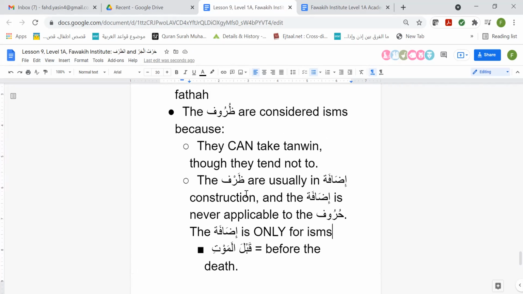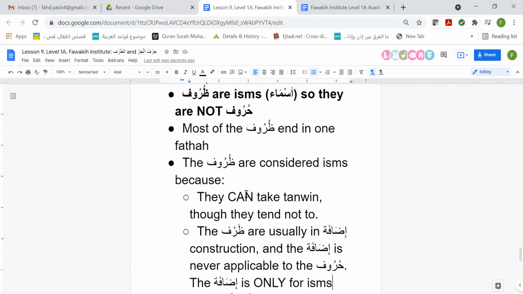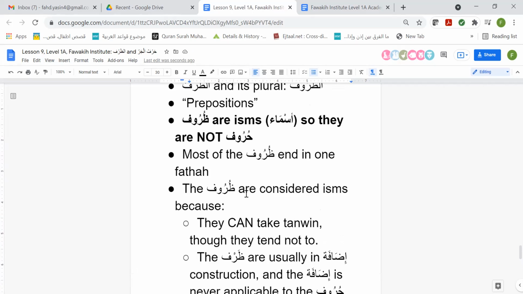Okay, so I don't know if that even helps, because at the end of the day I didn't answer the conceptual question, which is: okay, sure, the dhuruf take tanween, and only isms take tanween, fine, and the dharf is an idafa construction, and only isms can be idafa construction. But at the end of the day, why can't we just say that they're huruf because they have the same ending result? That's a good question, actually, and I don't know the answer to that.